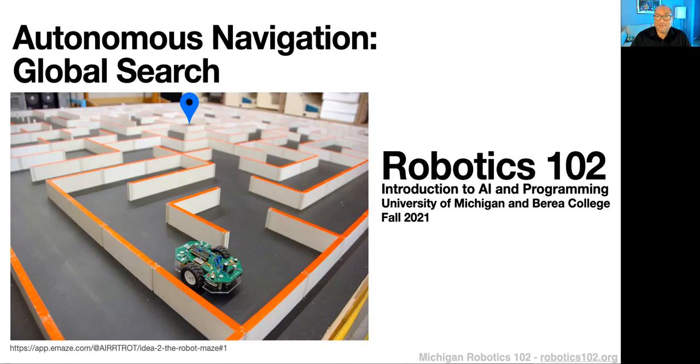And now we're going to cover global search. So this is the lecture on path planning. We're inspired by having our robots be able to solve mazes. And so this is an interesting picture of a robot in a maze, and it's trying to get to the middle of this maze. We're going to have a little navigation dot there, the navigation pen.